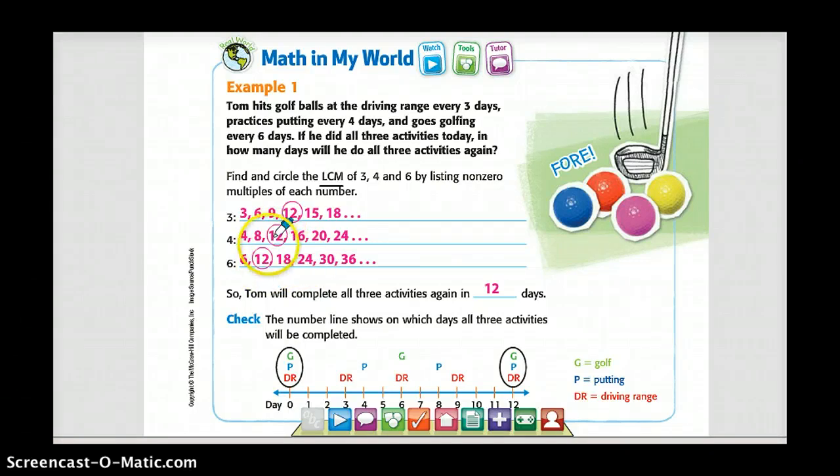So then once we have our list, we can circle the one that they have in common that is the smallest, the least common multiple, because they don't have 6 in common, they don't have 3 or 4 in common, and 8 or 9. So the next one is 12, and they all have 12 as a multiple. So he will complete all 3 activities again in 12 days because it's the least common multiple.